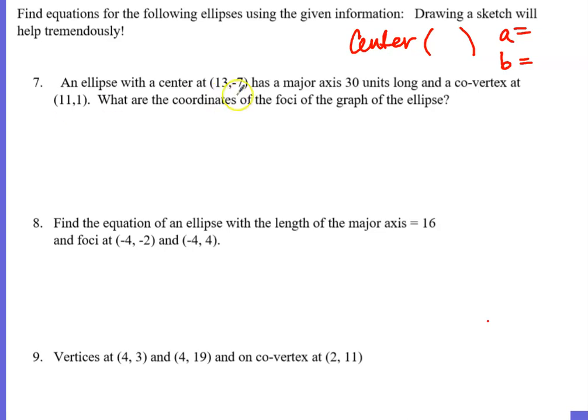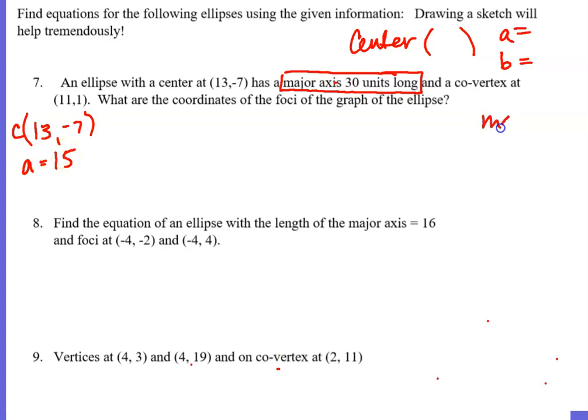So my ellipse has a center at (13, -7). Hey, that's great. That's one of the things that I need. It has a major axis that's 30 units long. Remember, the major axis is made up of two A values, right? Because the major axis goes from vertex to vertex. So if the whole thing's 30, you know that A is just 15. You've got to know that your major axis is 2A long so that you can get what A is.